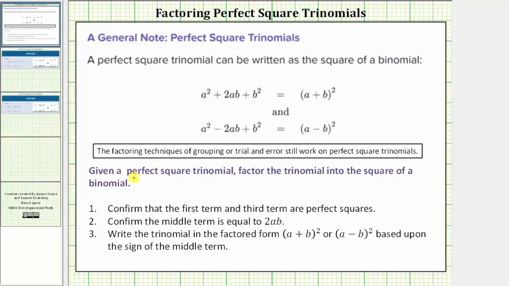And therefore, to factor a perfect square trinomial, step 1, we confirm that the first term and third term are perfect squares. This allows us to identify the values of a and b. Step 2, we confirm the middle term is equal to 2ab, or 2 times a times b. And then step 3, we write the trinomial in factored form, which is the quantity a plus b squared, or the quantity a minus b squared, based upon the sign of the middle term.